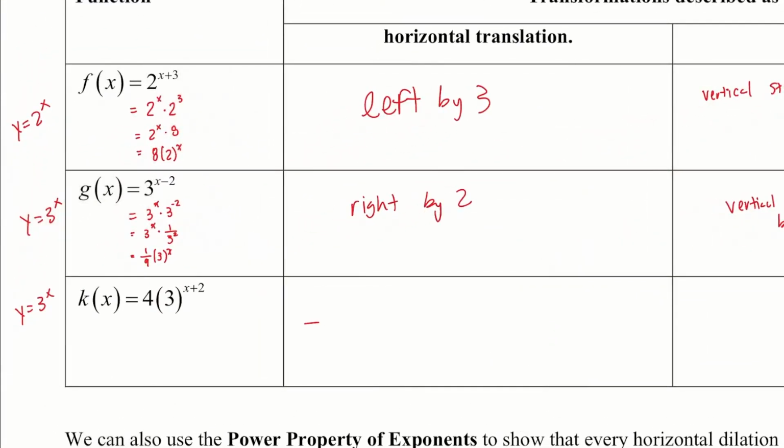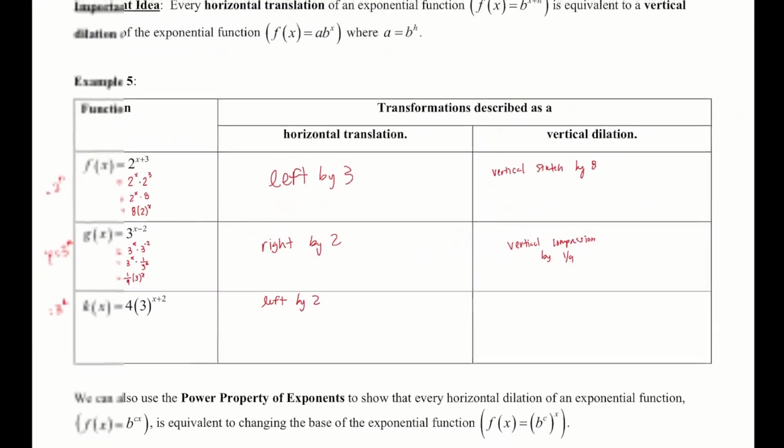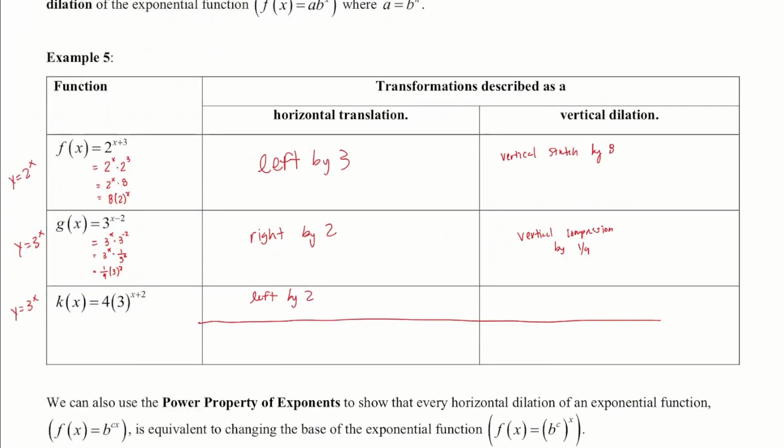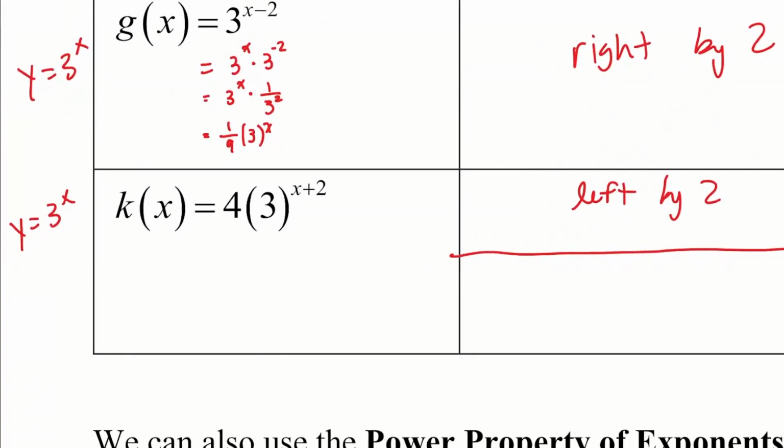I can say horizontal translation, but I'll just say left by 2. And for the beginning parts, as of right now, I'll say that's vertical stretch by 4. And then as if I change it, let's do some math here. I can rewrite this as 4 times 3 to the power of x times 3 to the power of 2.